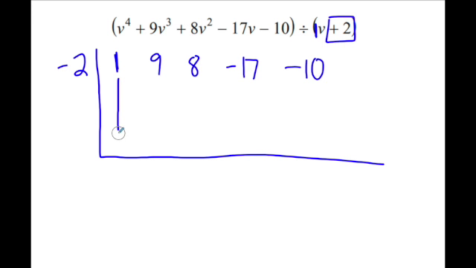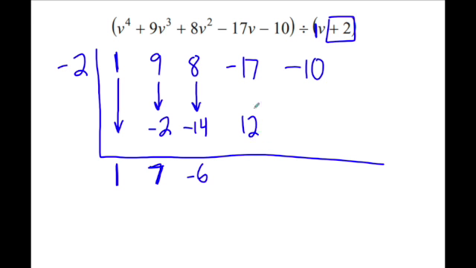All right, so we bring the first number down, write it as is, multiply by the number on the outside, giving us -2. Add down, we get 7. Multiply by -2, we get -14. Add down, we get -6. Multiply, we get +12. Add down, we get -5. -5 times 2 is -10. Add down, we get 0.